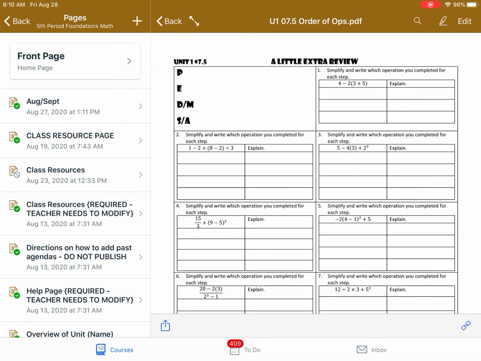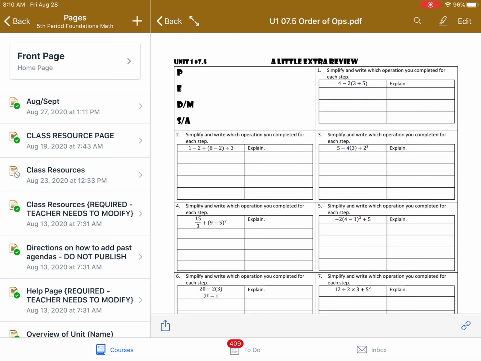Hi guys. Today we're going to do a last little extra review of order of operations, and you have a formative to take today. So let's get through this, and then you can answer your formative once you're done. You may use your notes to help you with the formative.